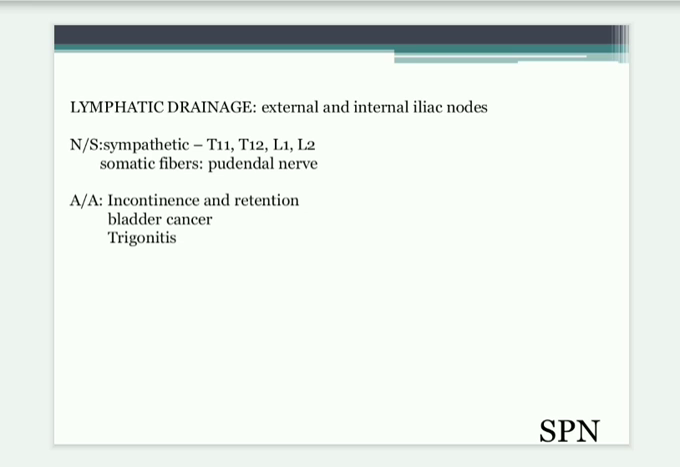And for the applied aspects you can write: incontinence and retention. Some of them are stress incontinence, where there is a leakage of urine, and there can be bladder cancer also, and it can be trigonitis. As I said before, at the base of the bladder there is a small triangular area called the trigone of the bladder, and any inflammation of that area is called trigonitis.